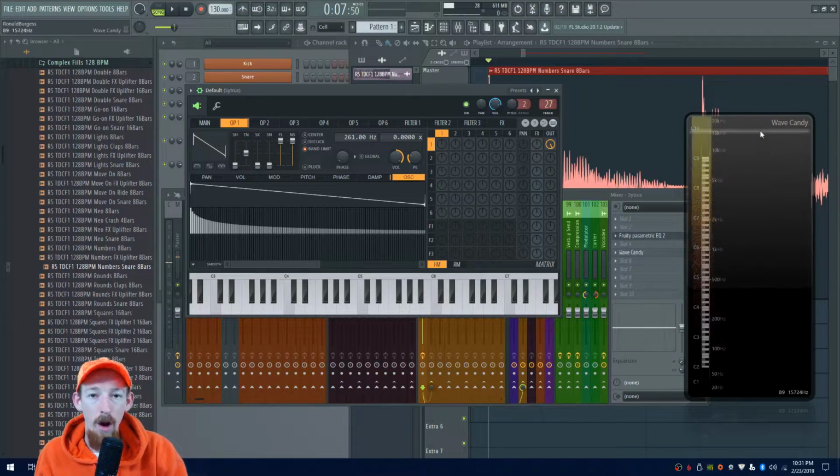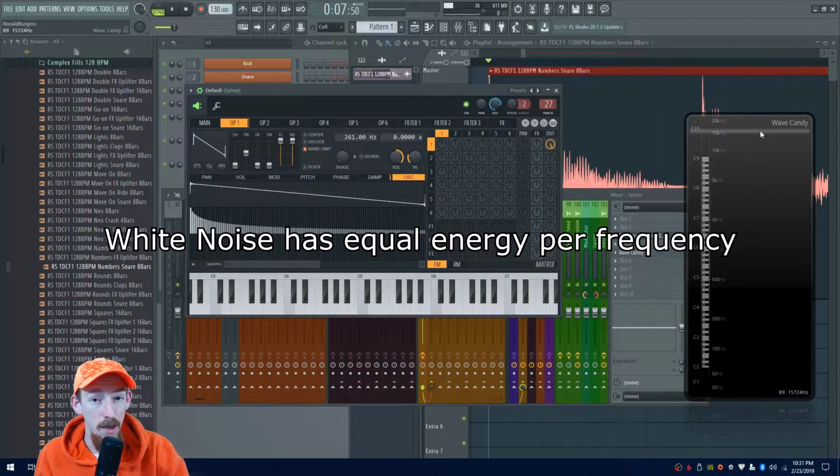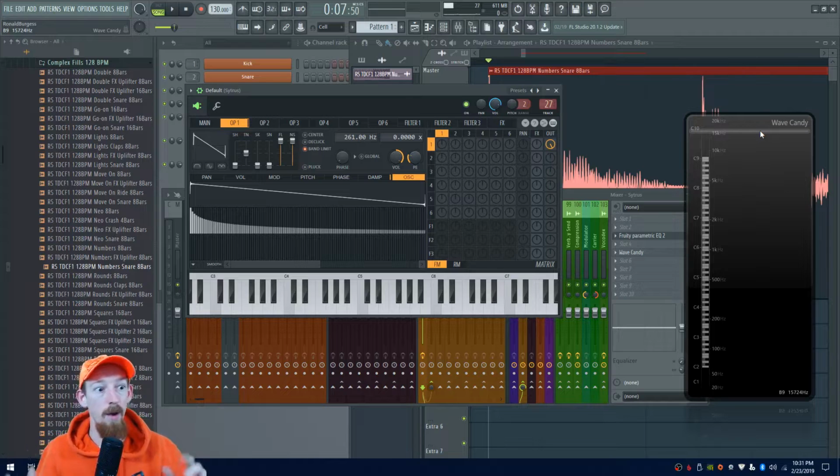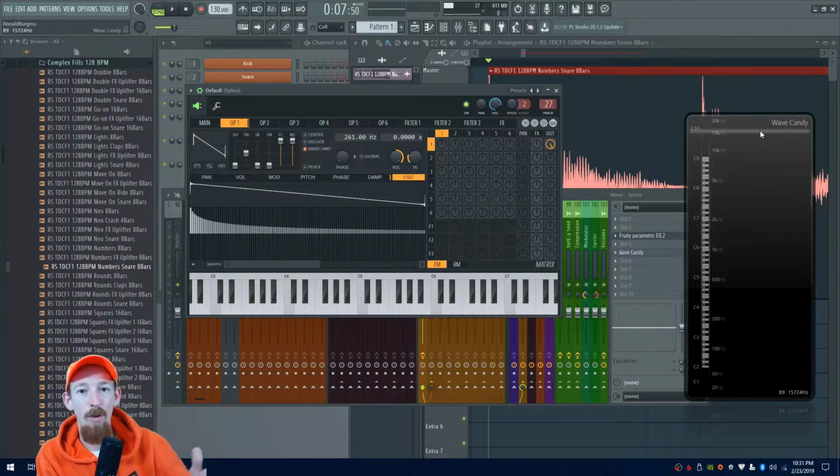And there's a special property of white noise. White noise has equal energy per frequency. So you might be going, does it have a frequency? Well, we'd say, well, it does, sort of. It has equal energy per frequency. What does that mean? It means no frequency has any more energy than any other frequency. And it ends up sounding like that. That's what it sounds like.